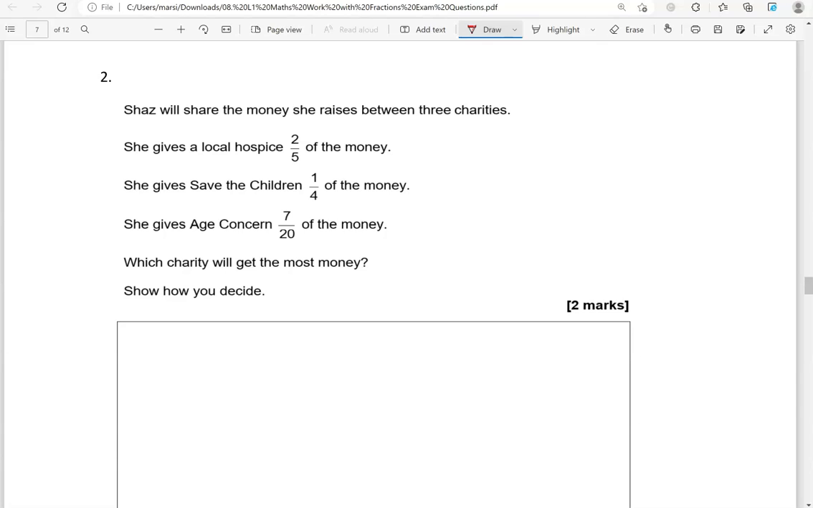Show how you decide. So it's a case of comparing the fractions. We've got 2/5, 1/4, and 7/20. So let's convert them so they all have the same denominator. Looking at 5 and 4, 5 times 4 is 20, and this is 20 as well, so we can use 20.